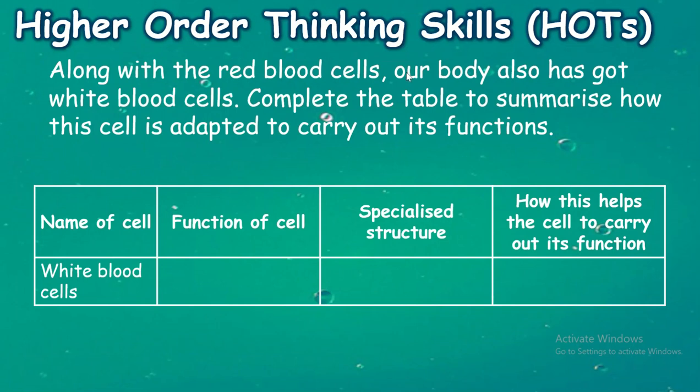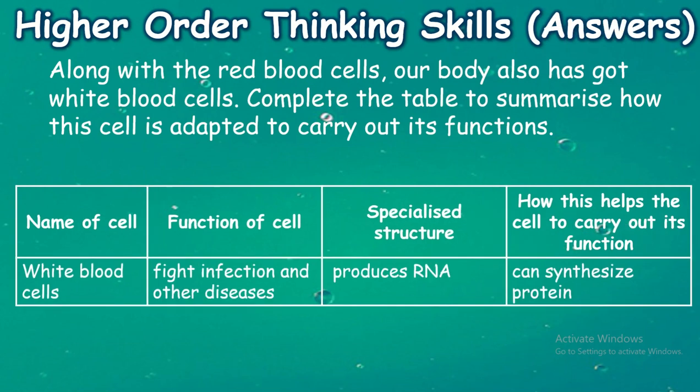Higher order thinking question. Along with the red blood cells, our body also has white blood cells. Complete the table to summarize how this cell is adapted to carry out its function. So for white blood cells, what is the function? The function is to fight infections and other diseases. So when any disease attacks the human body, the white blood cells defend against it.